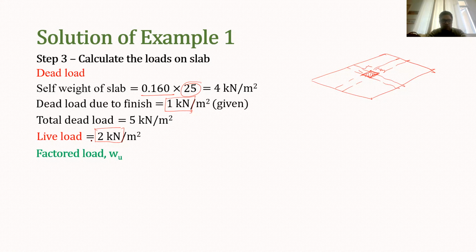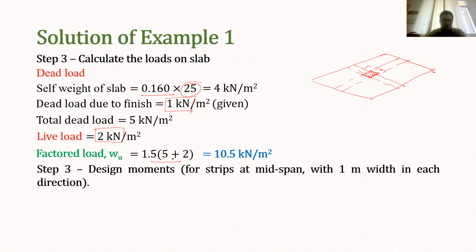So in the factored load, we will multiply with the load factor, which is 1.5 for dead load and live load. So we get the factored load as 10.5 kilonewton per meter square. So that becomes our factored load. Now using this factored load, we will calculate the design moments for the strip with 1 meter width in each direction. So here we are actually going to calculate mx and my.